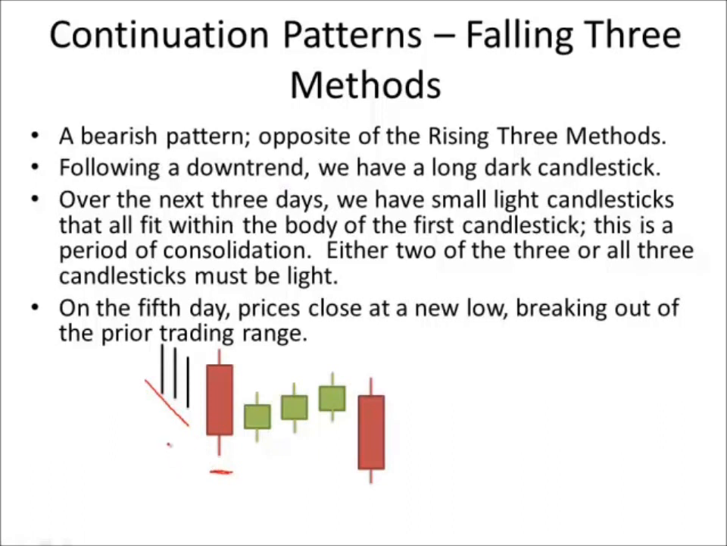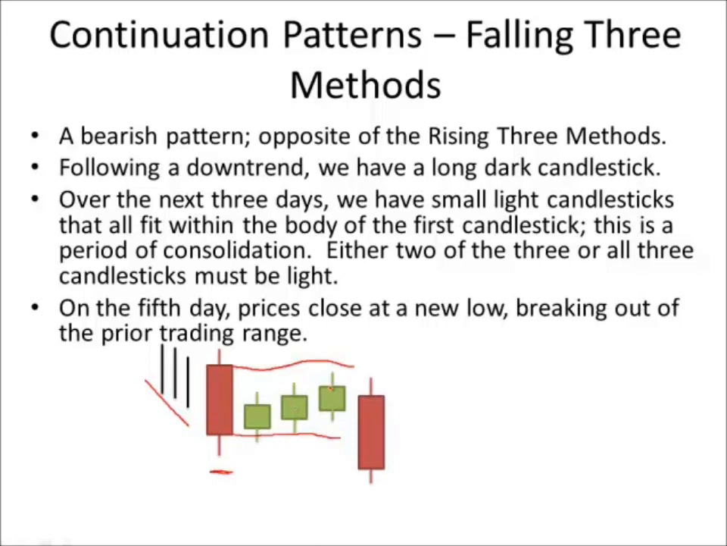After this long dark candlestick, over the next 3 days, we have 3 small light candlesticks that all fit within the body of the first candlestick. Same exact logic as before. The body of the first candlestick goes from this to this, and all the 3 bodies of these 3 days fit within the first candlestick's body. This is the period of consolidation. Like before, these can either be all green, or you could have 2 out of 3 that are green and one dark. So either 2 out of 3 or all 3 candlesticks must be light.